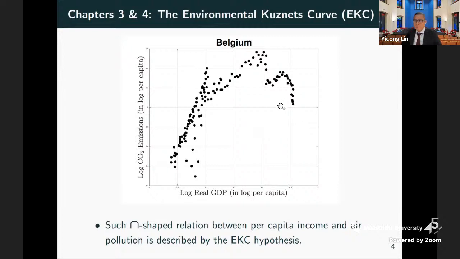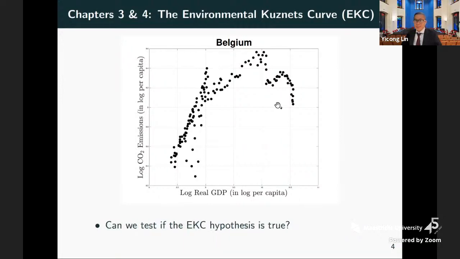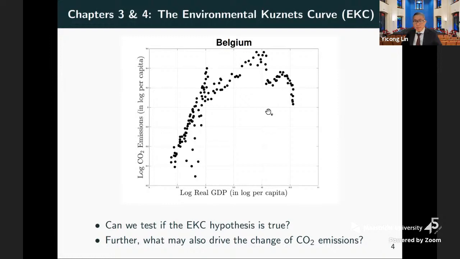Such an inverted U-shaped relation between per capita income and air pollution is nowadays summarized as the environmental Kuznets curve hypothesis. My second question is, can we somehow test if the EKC, the environmental Kuznets curve hypothesis, is true or not? Further, I would like to ask, is GDP per capita the only driver of the change of carbon dioxide emissions?